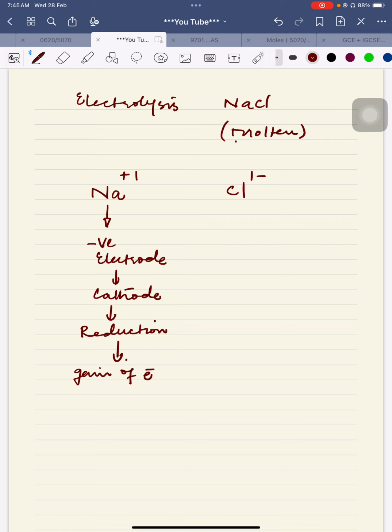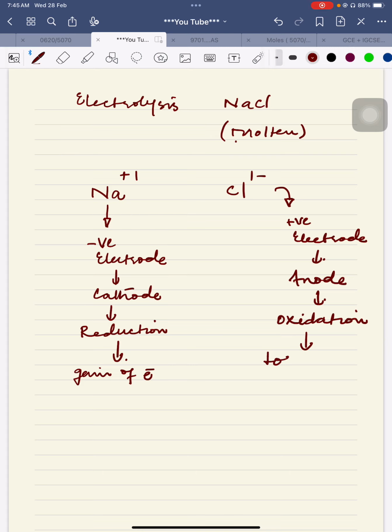And what about the Cl? Being negative, it will go towards the positively charged electrode. And what is the name of the positively charged electrode? That is called the anode. And at the anode, what is happening? Oxidation. And what is oxidation? It is OIL RIG. Yes, it is OIL. What is OIL? Oxidation is loss of electrons. Loss of electrons is happening here.